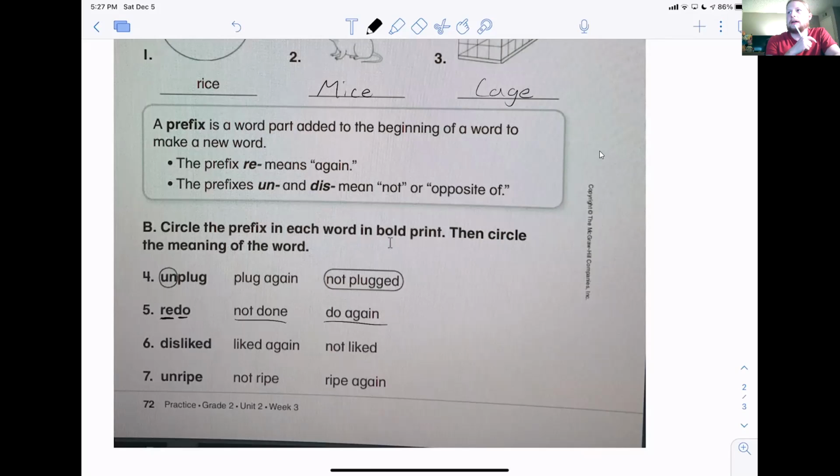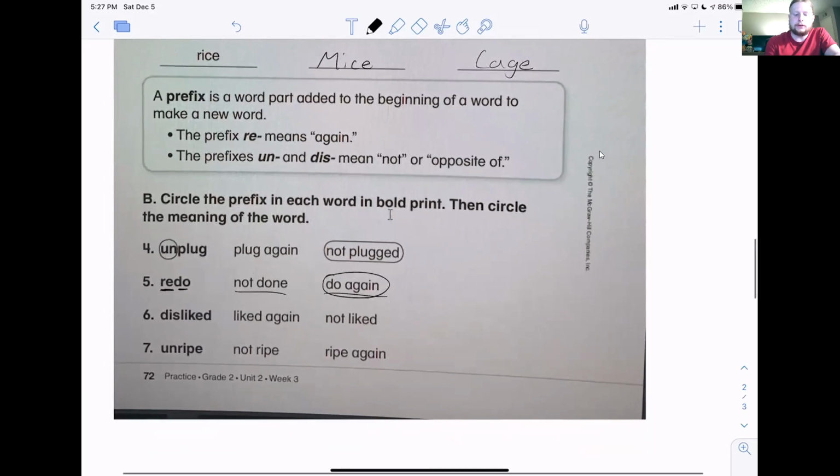Well, let's look at it this way. If I ask you to redo your homework because you didn't finish it, which one would you say I need to do? Need to not done it or to do it again? We're going to do it again.